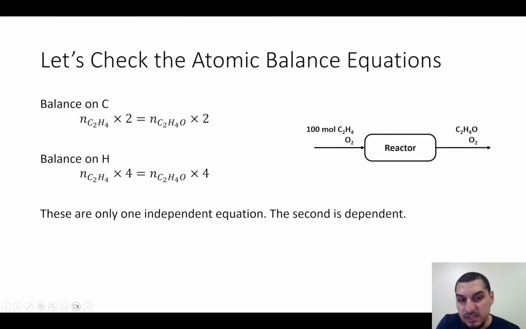The second one is dependent. So actually, in the equations that we have now that we should include in the degrees of freedom analysis is 2, not 3. So we have carbon and oxygen, or hydrogen and oxygen. Carbon and hydrogen are the same equation.